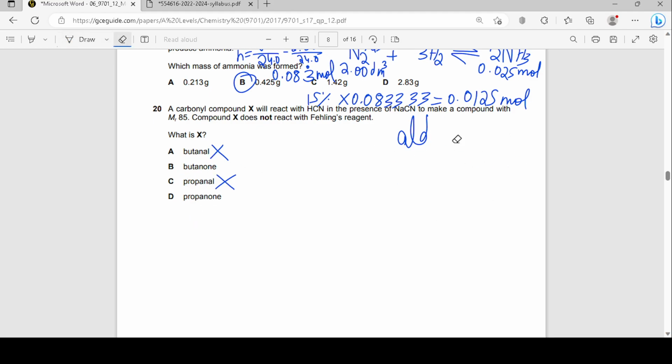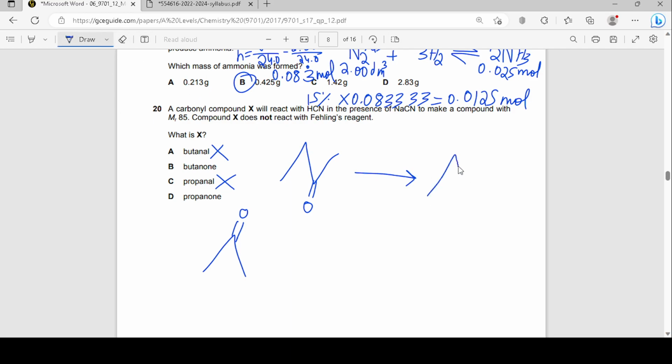Okay. So now let's look at the next part, which says Mr is 85. So if I draw out butanone, butanone looks like this, and propanone looks like this, right? So now if I'm reacting them with HCN in the presence of NaCN, it's a nucleophilic addition reaction, and the product will be something like this, right? OH and CN here, and then this one will give me OH and CN, right? So that is what I get.